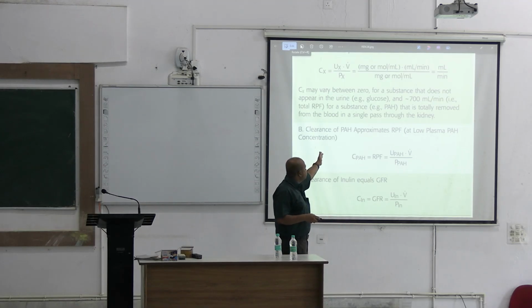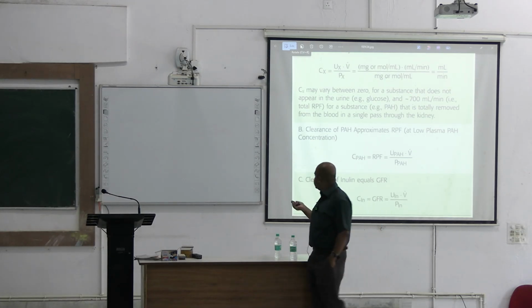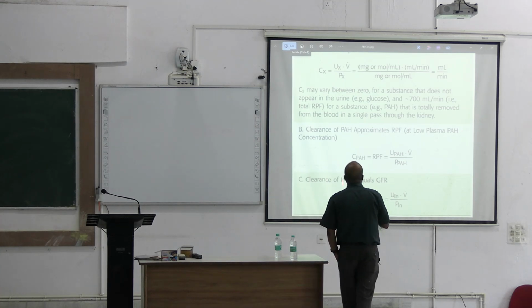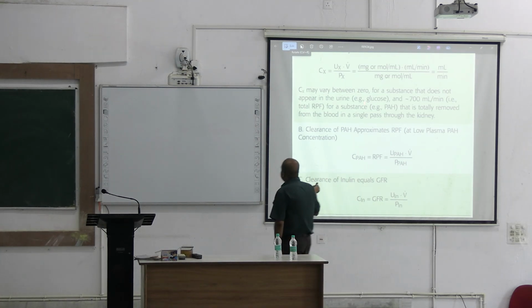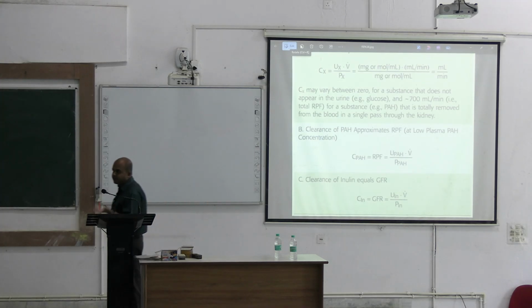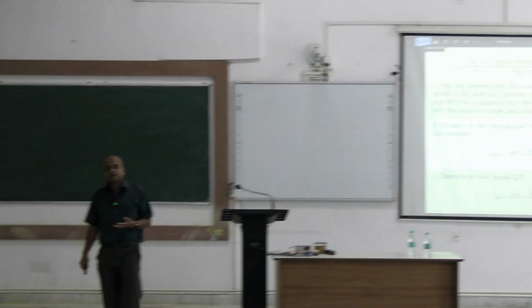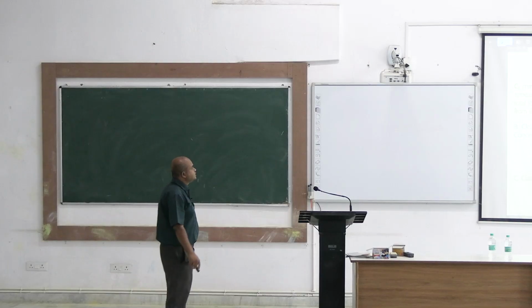So this is again showing that clearance of PAH is giving me the renal plasma flow, clearance of inulin is giving the GFR. Okay, clearance of inulin is given as the GFR. And clearance of any substance may vary from 0. If it does not appear in the urine, then it will be 0. Usually in a normally functioning kidney, glucose does not come into the urine. So its clearance is 0.